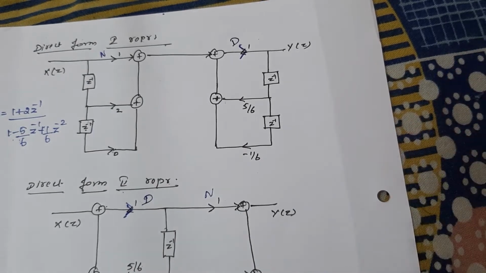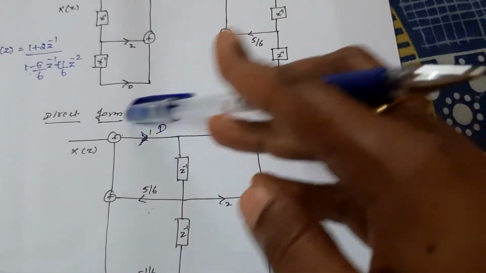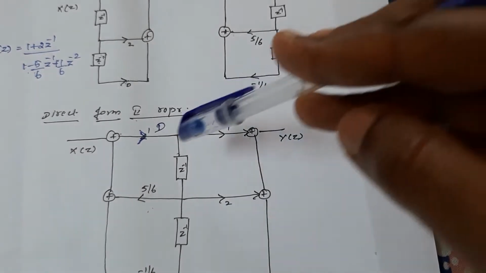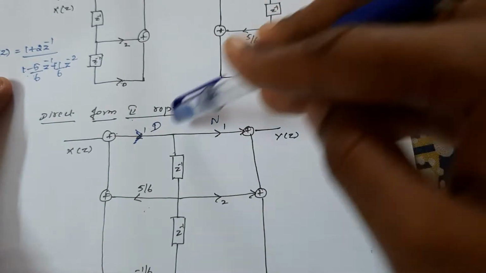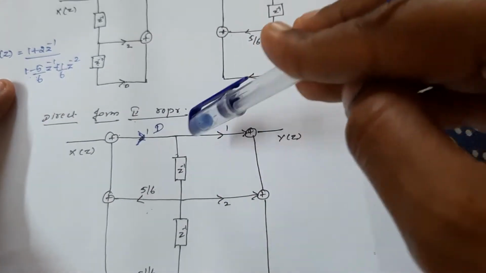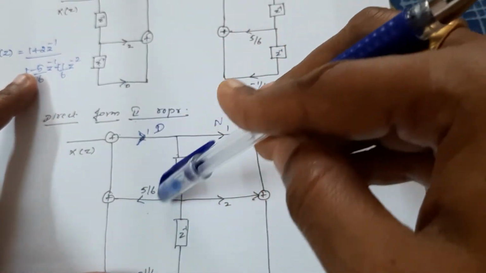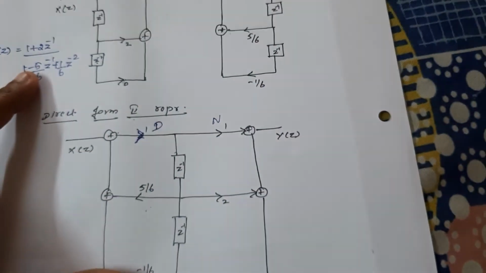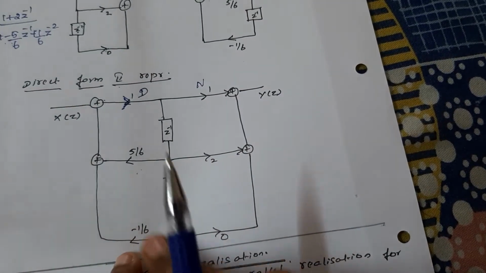Next is the direct form 2 representation. While drawing direct form 2, this side you draw the denominator values and this side the numerator values. The first denominator value is 1, in the same direction. The next one is 5 by 6, which is in the opposite side, so minus 5 by 6 becomes positive 5 by 6. The next value is plus 1 by 6, and in the opposite direction it becomes minus 1 by 6.